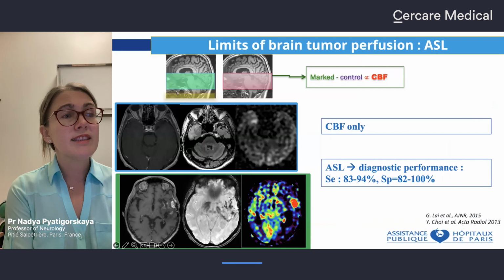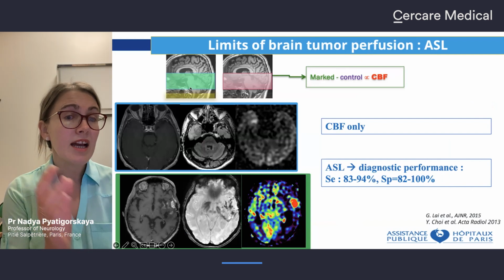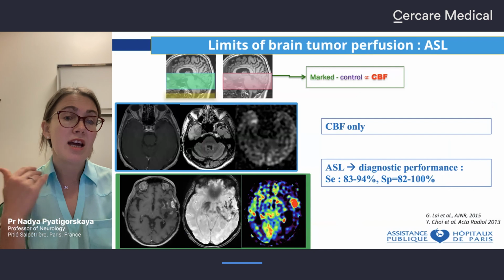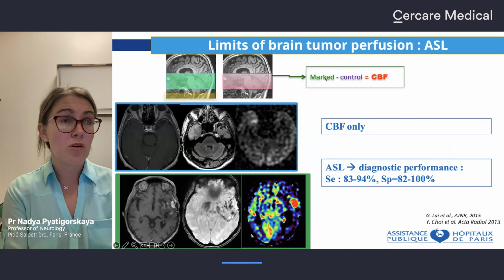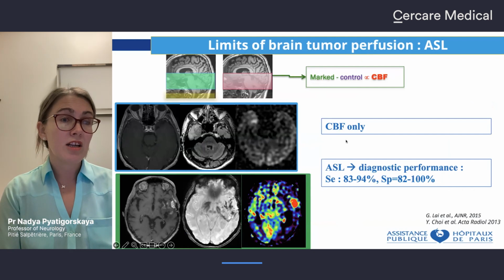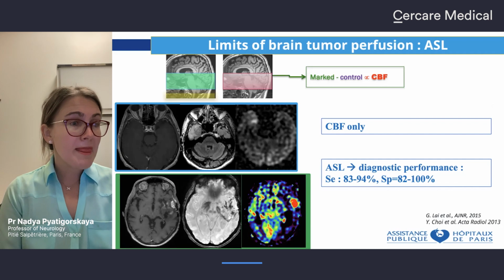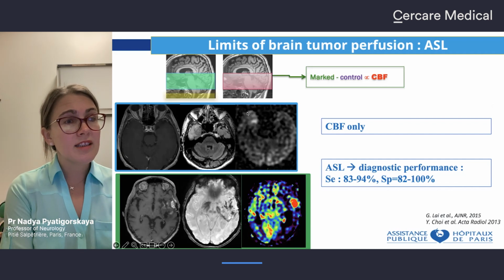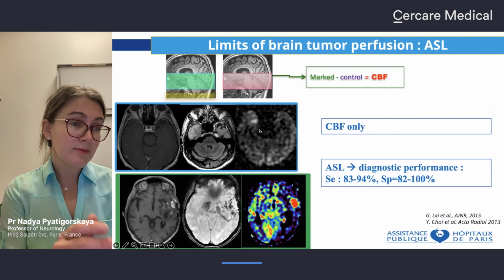The idea of this technique is that we mark the spins before they arrive in the brain, and we acquire the images with and without this tag, and we deduce the cerebral blood flow. The problem is that we have only this one marker, cerebral blood flow. We will not have other markers. Here we see that there is an increase of cerebral blood flow, so supposedly there is a progressive lesion.